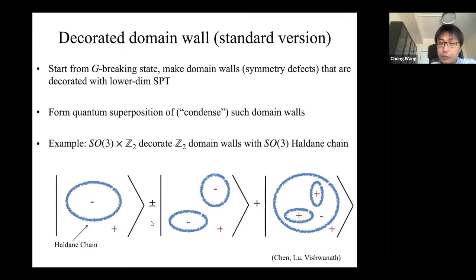Turns out if you choose the superposition coefficient appropriately, the state is short-range entangled. It has exponentially decaying correlation functions and so on. And this is known to be a non-trivial SPT protected jointly by SO3 and Z2. So that's the standard construction.